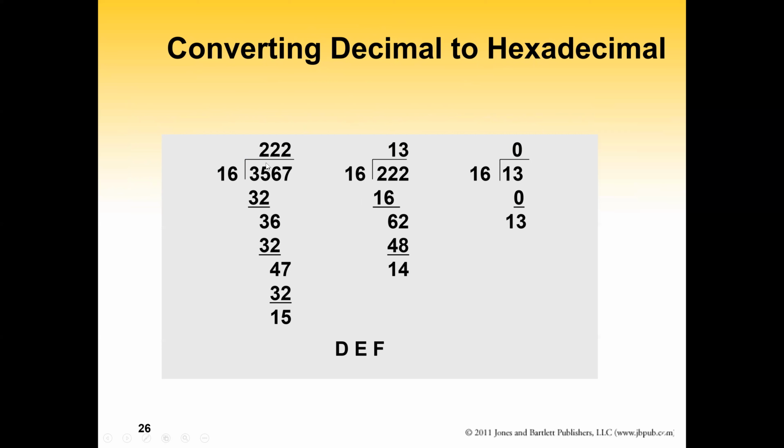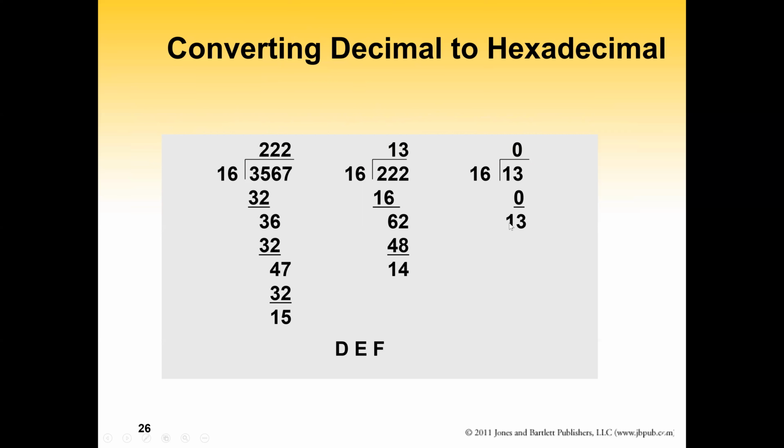So the question says we should convert 3567 to base 16 value. So we divide by 16, we get 222, remainder 15. Anytime you divide a value by 16, the possible remainders will be from 0 to 15. So we keep the 15. Now, since 222 is greater than 16, we divide it again by 16. The answer is 13, remainder 14. But since 13 is less than 16, I'll keep the remainder 13 there.